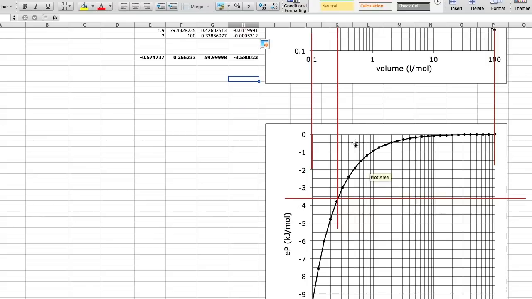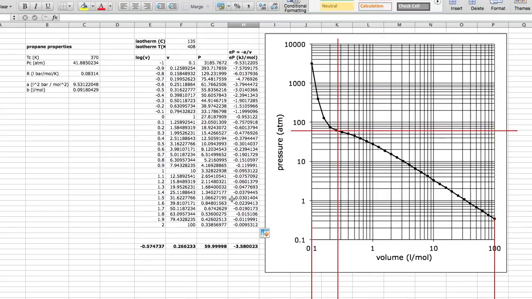Again, we could solve this graphically by using the volume we just determined to interpolate a plot of EP versus V. Alternatively, we can just copy the formula for potential energy down to the row where we iteratively calculated the volume previously.